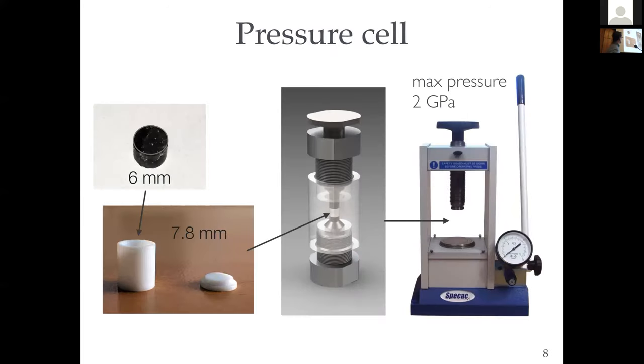But first, I want to show you how we actually apply the pressure. So we have 6 millimeter mini cores that get put in this Teflon cup with the pressure medium. Depending on if we have hydrostatic or non-hydrostatic pressure, it's either silicone oil for hydrostatic or rock salt for non-hydrostatic. This is then closed up and put into this stainless steel high pressure vessel. So it's sitting just in the middle here, and that is put into a hydraulic press where we can apply up to 10 tons of force, which relates to about 2 GPa of pressure.